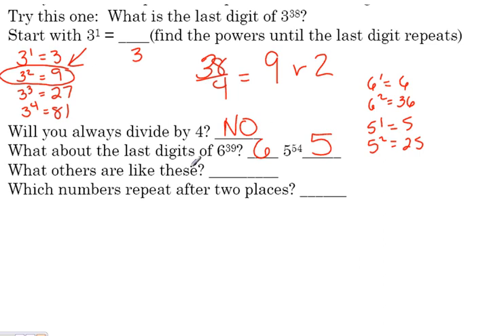So can you think of any other numbers that are exactly like 6 and 5? And also, what numbers are going to repeat after 2 places? Why don't you think about these, and you can answer those questions in the notes check.